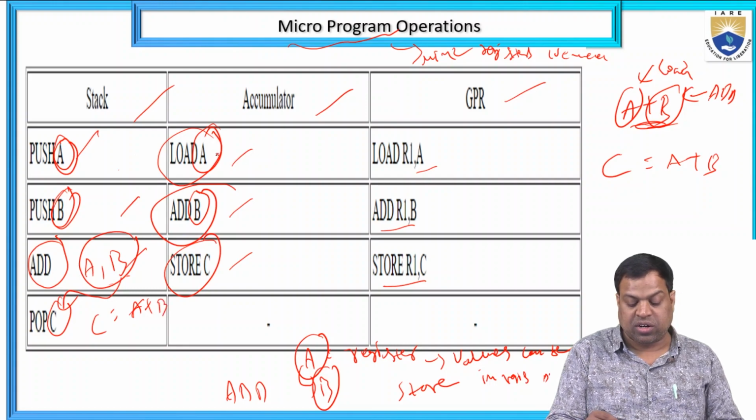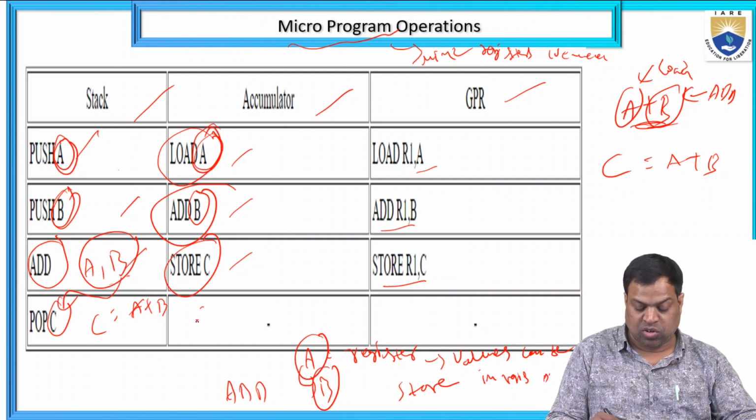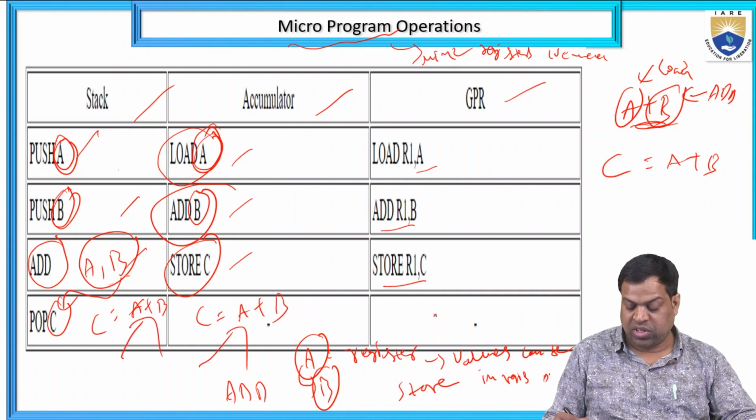Another is the accumulator. Load A means the accumulator value is already stored. The value of AX is stored in A, the value of BX is stored by add B, and the resultant value is stored in C. That means C equal to A plus B. So this is one method to perform it, and the next is another method.